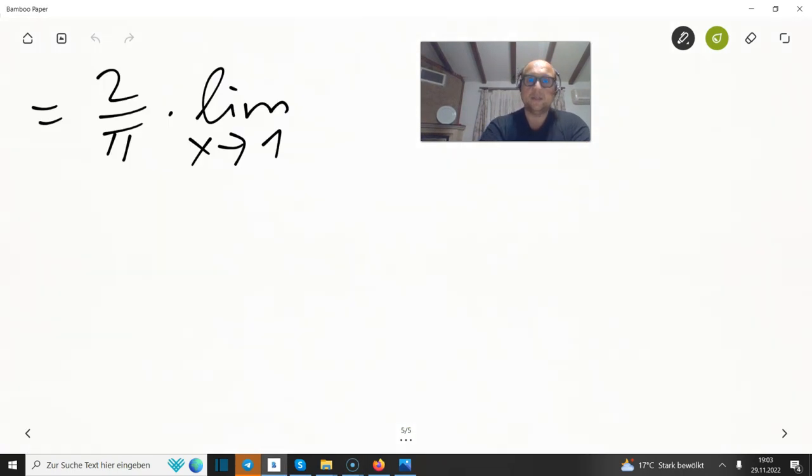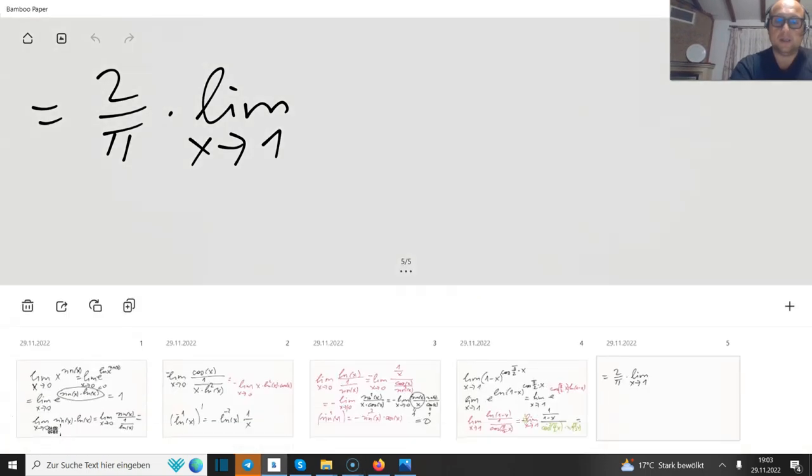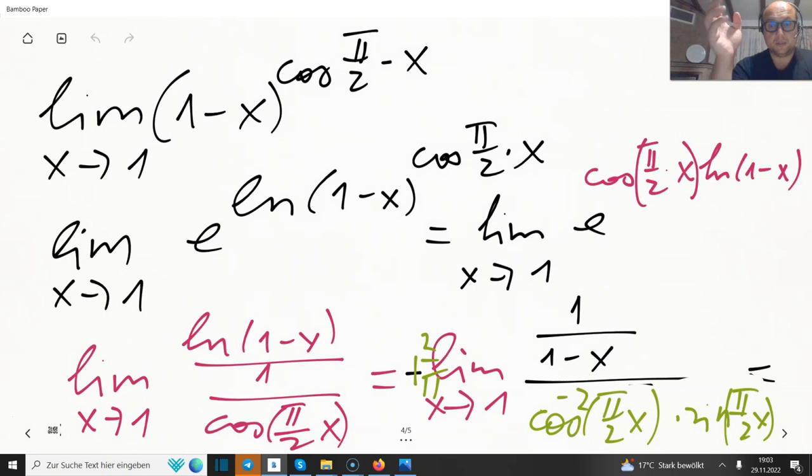All right, so it looks like a mess, but let's clarify it. This is a good thing about mathematics, right? Doesn't matter how hard it looks. At the end, at least at the university level or at the high school level, there is always a solution.